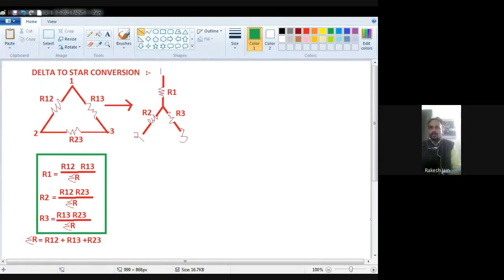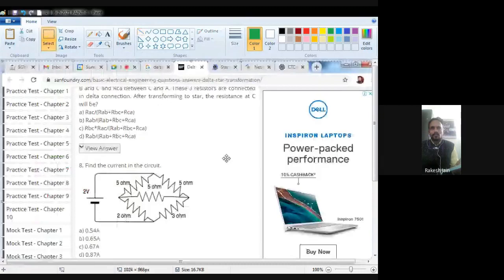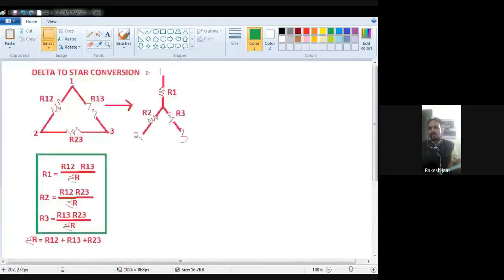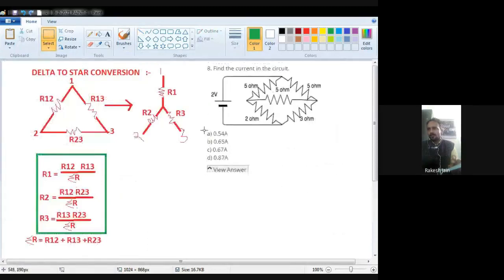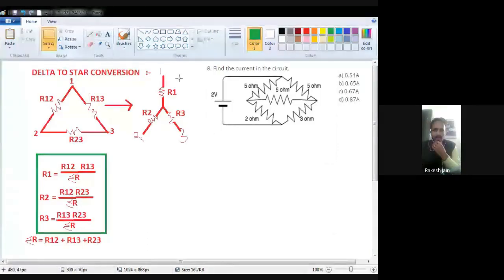Now you want to find out, let me start with a numerical. Let me just come up with an example, let this be your example. Let this be a question. I just put these 4 objective answers at the right hand side. You should find out the correct answer. Find the current in the circuit. A question is given and it is asked that you have to find the current in the circuit.